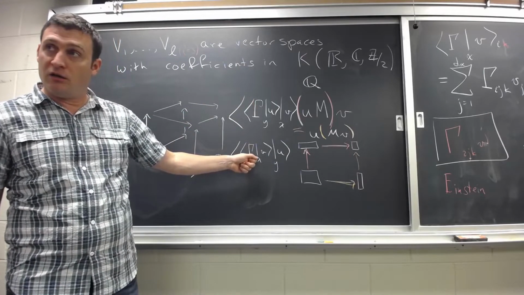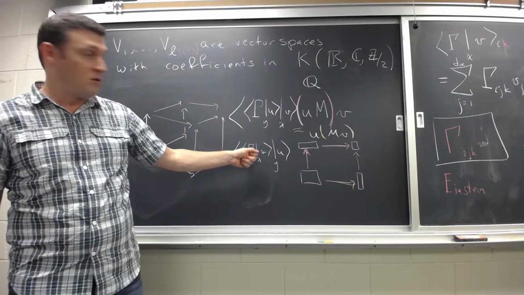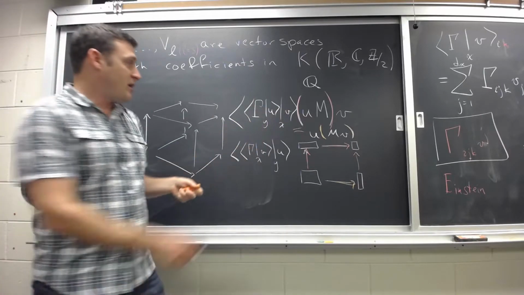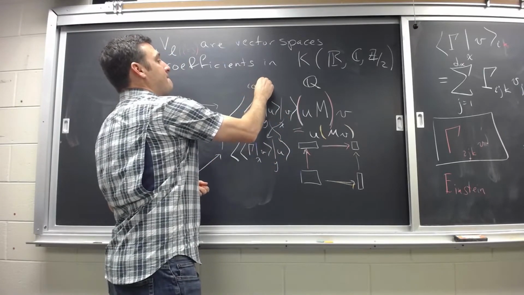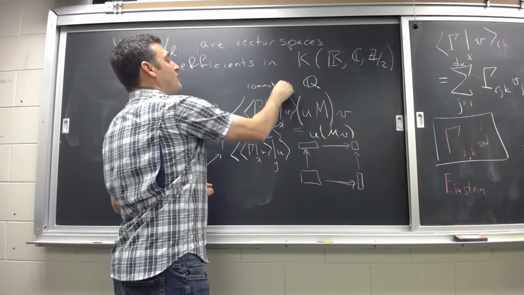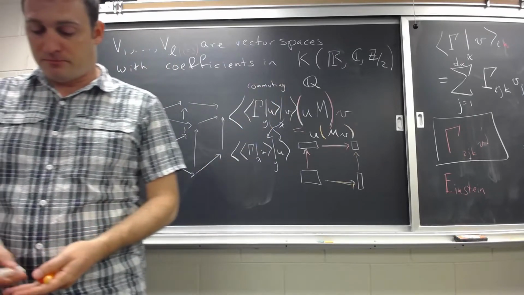Who moved? The u and the v swap places, right? And so this is more like commuting, if you know those laws from some algebra class.